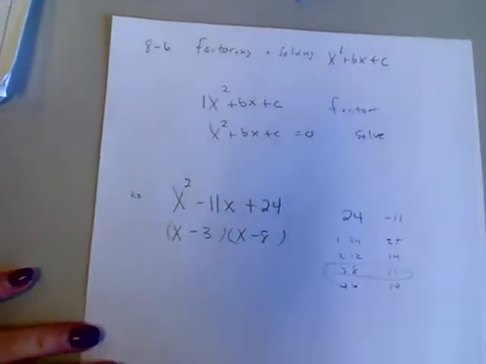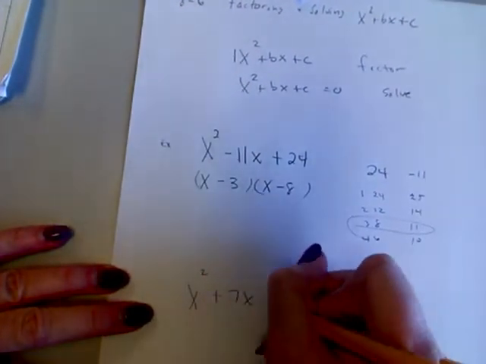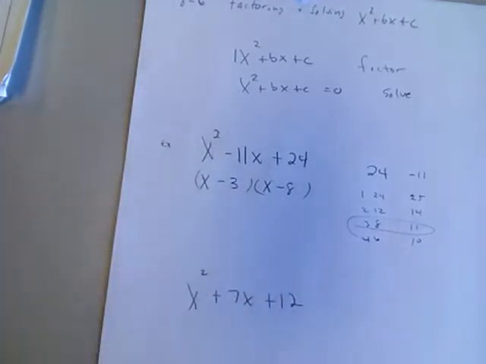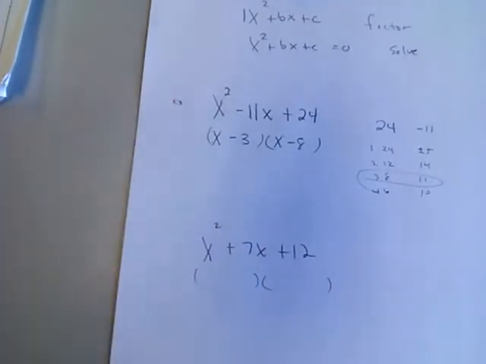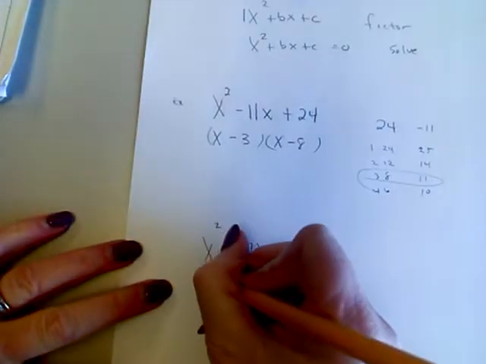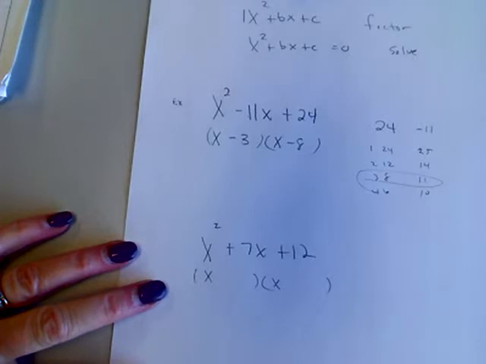Yeah? Okay. So x squared plus 7x plus 12. How many sets of parentheses will we have? 2. And what will be the first thing in the parentheses? X and X. Good. What can you multiply to get 12 and add to get 7?